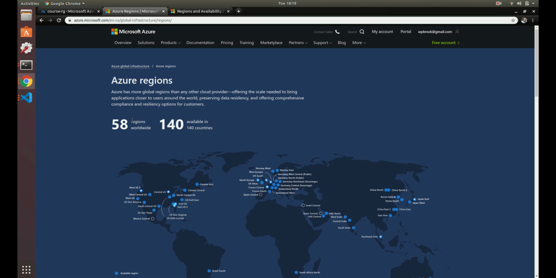Let's just say, hypothetically, we have West US here. That could be composed of San Francisco, Los Angeles, and Silicon Valley or something. So the region would be West US, but the availability zones would be San Francisco, Silicon Valley, and Los Angeles. I don't think those are the actual places where they are, but that's just hypothetical. So the region is composed of availability zones.